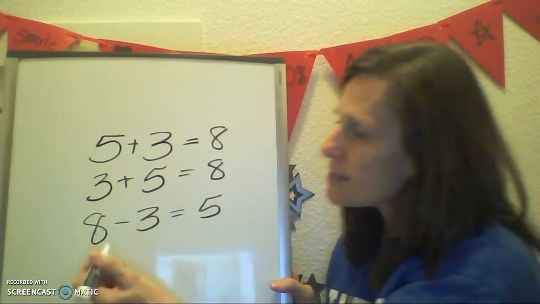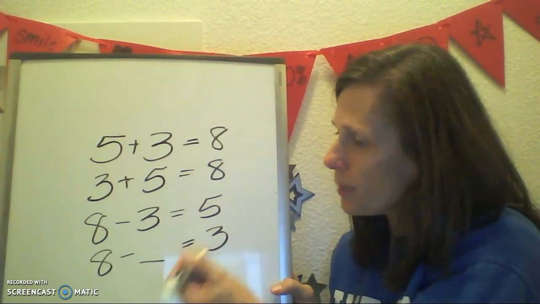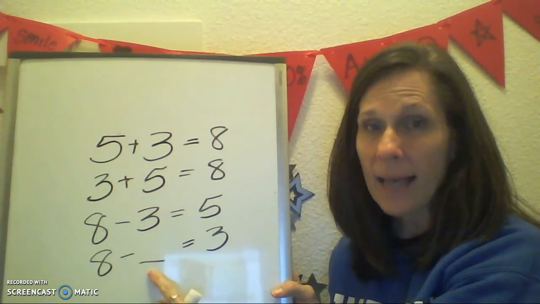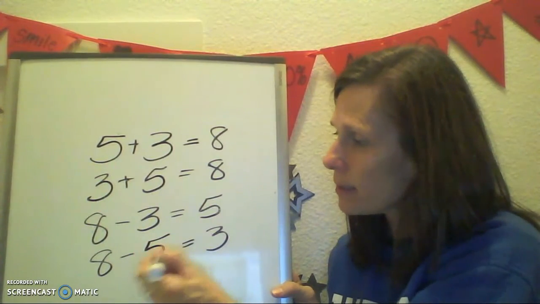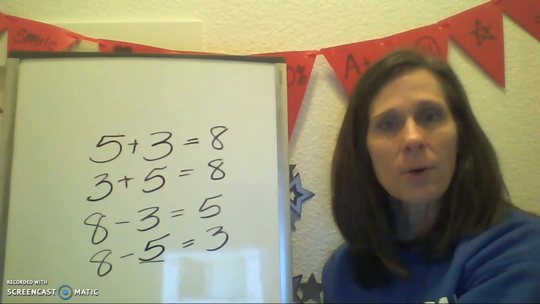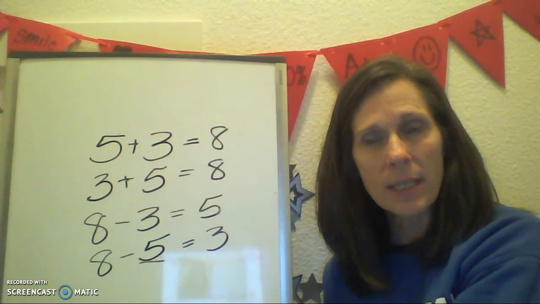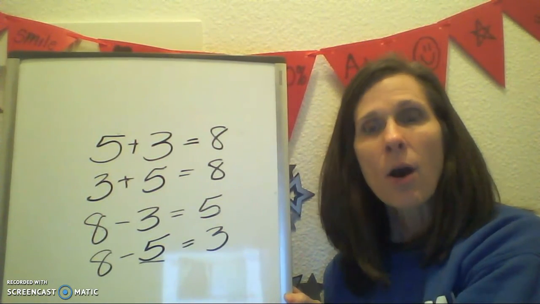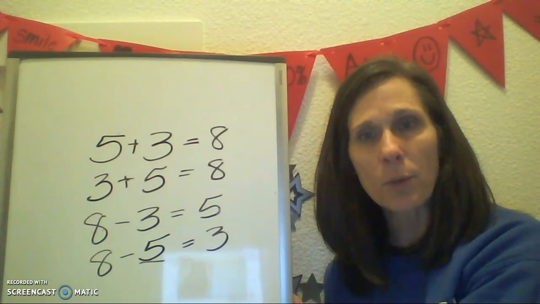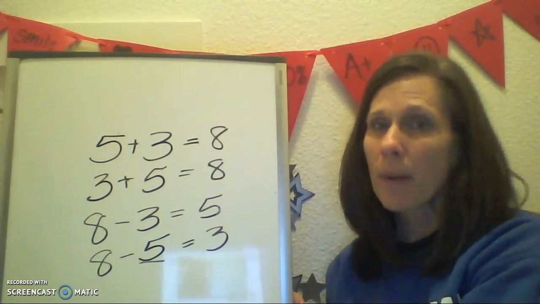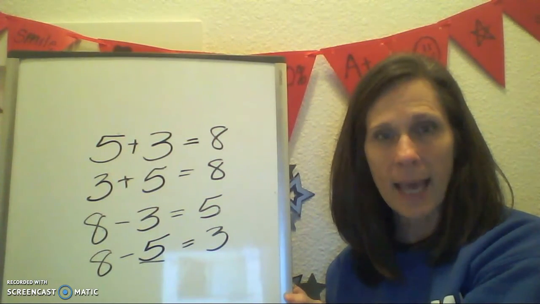Or what if I did this? 8 take away something equals 3. Well, you know, my missing addend is going to be the 5, right? Okay, so think about fact families. Think about turning those equations into a subtraction equation. Always start with the sum first because that's the largest number out of the two that you're working with, right? And remember, you might have to regroup. There might need to be an extra step in there to figure out the missing addend.